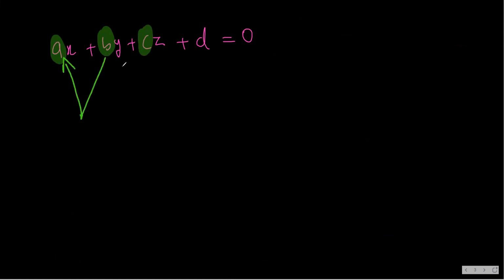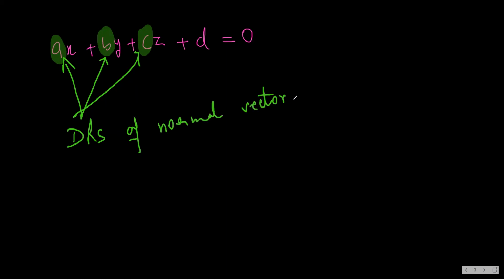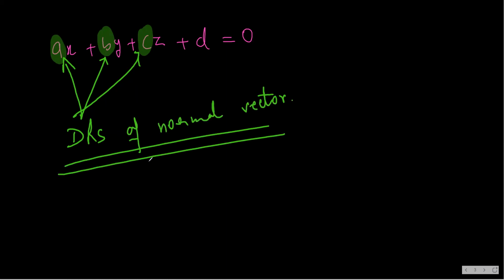Remember, they are DRs of the normal vector. You must follow this. They are not DCs. A, B, and C are DRs.